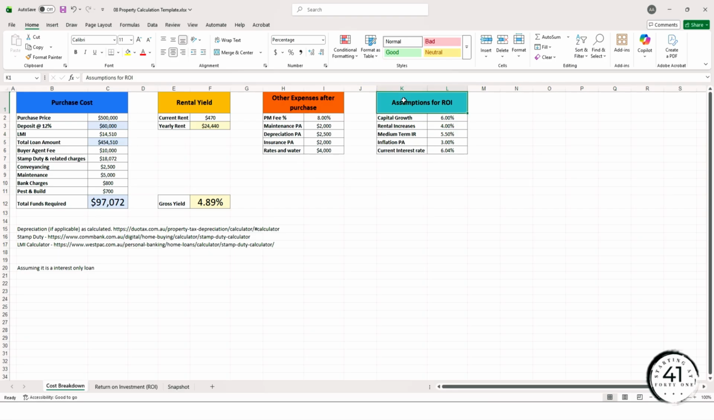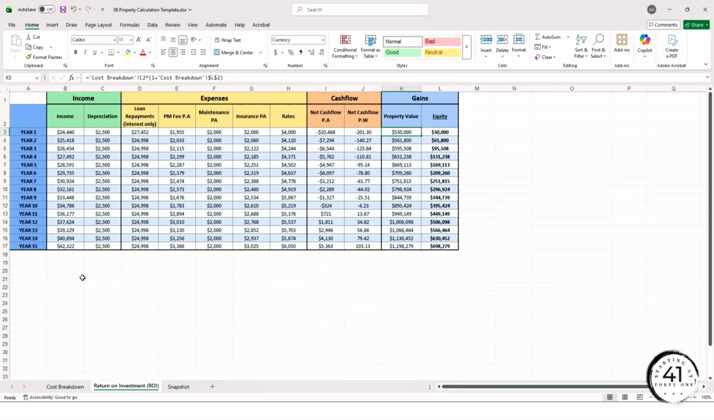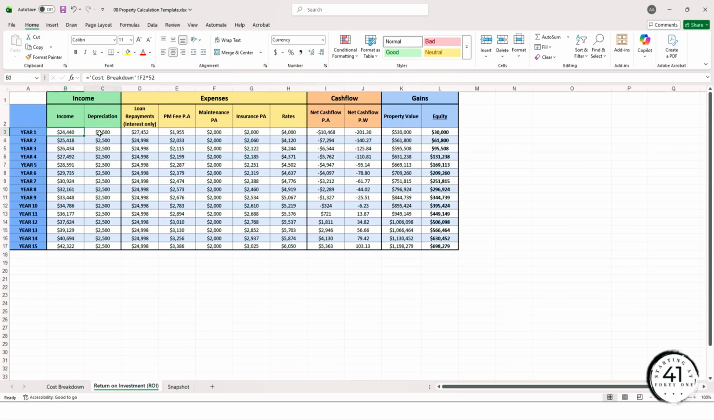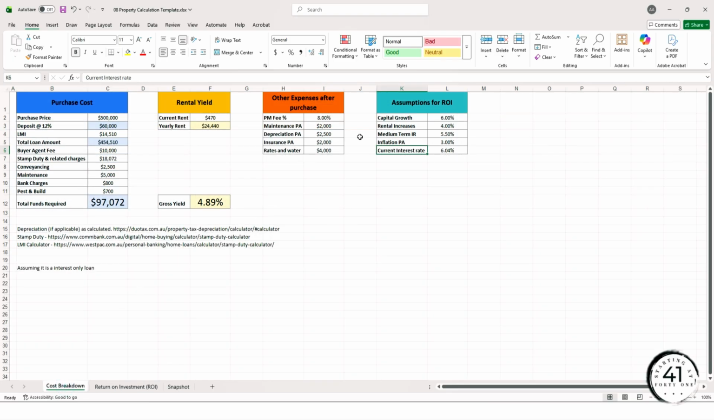Now why I have done all of this is because I have done a year by year return on investment chart as well. Here in this chart you can easily see how much your property can make every year and how much you have to give from your pocket every month or every week. The green section is all about income. This yellow section is all about expenses, the cash flow, and then what are the gains. Right, so the income from the rental, which we just calculated here, is $24,440. That's what I have used. Depreciation is what we have got here from this depreciation side.